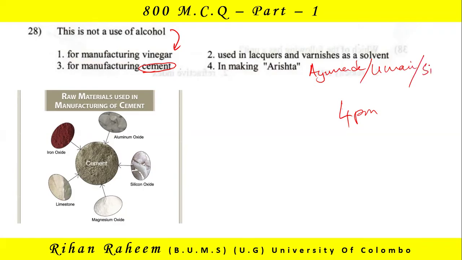Ayurveda, Unani, Siddha is mentioned in your syllabus. Those come under traditional medicine, in the last biosphere lesson. So most probably we can go for the third answer, not at all related to alcohol.